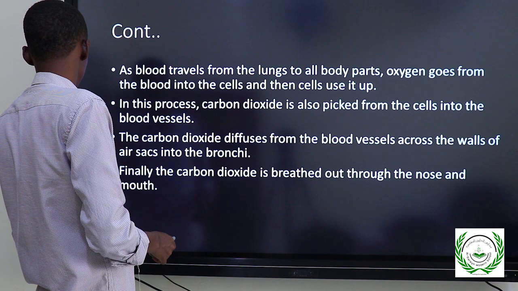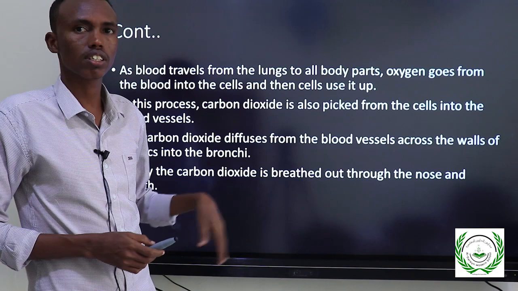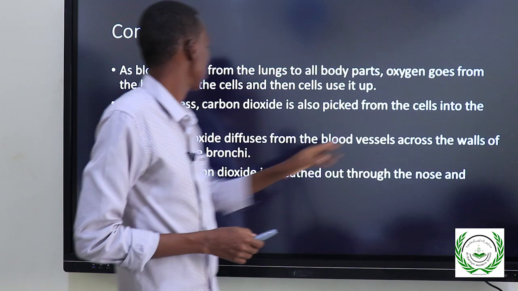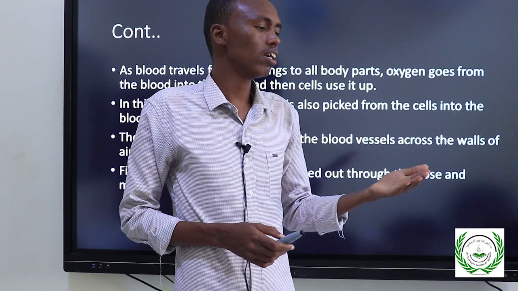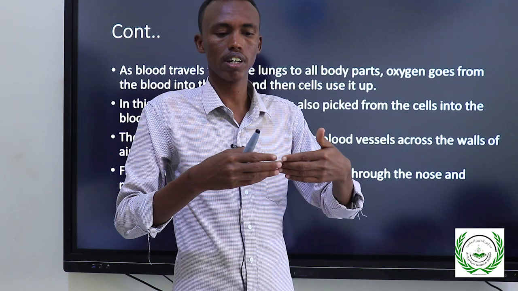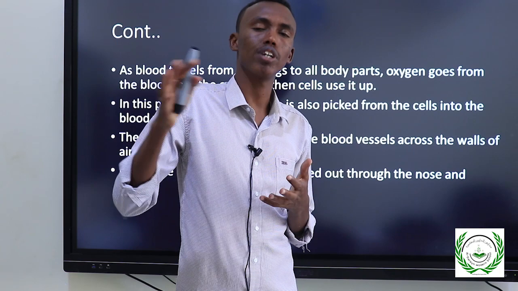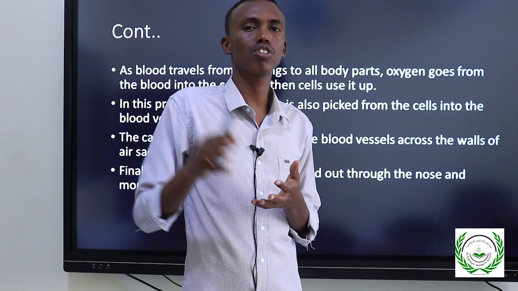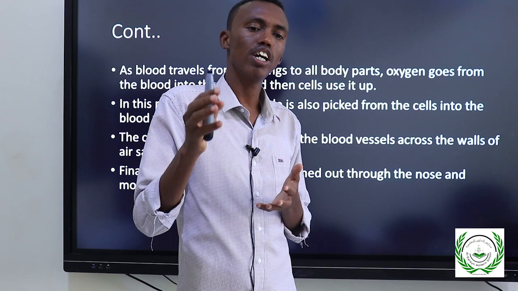As the blood travels from the lungs to the body parts, okay. Marku dhiigu ka imanayo lungska oo jirka la geynayo, oxygen goes from the blood into the cells and then cells use that oxygen, okay. So when we learned that we have different types of blood vessels, for example, in the heart chambers, the four chambers of the heart, the left receives oxygenated blood from the lungs. When it receives, it pumps the blood into the body. Okay, so this blood which is going to the body contains oxygen. So the main goal of taking the blood with oxygen is to deliver this oxygen to the cells, tissues and organs.